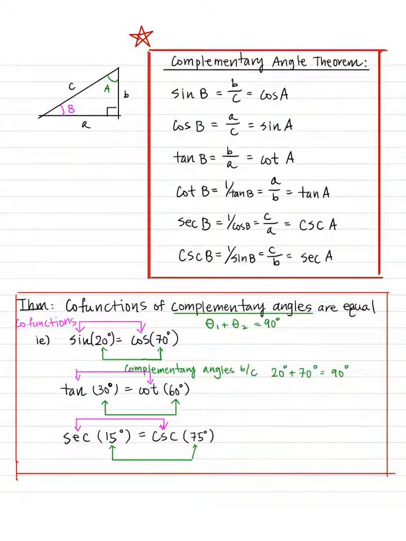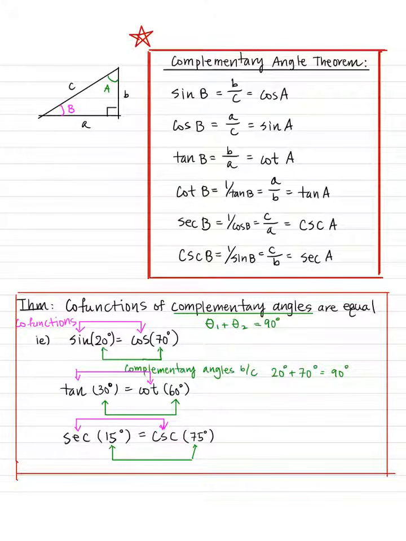Okay, now let's go with cosine of angle B. Cosine is adjacent over the hypotenuse. So the adjacent side of angle B is A, hypotenuse is C. So we got cosine of B is A over C. But isn't that the same thing as sine of the angle A? Because sine is what? Opposite over the hypotenuse.